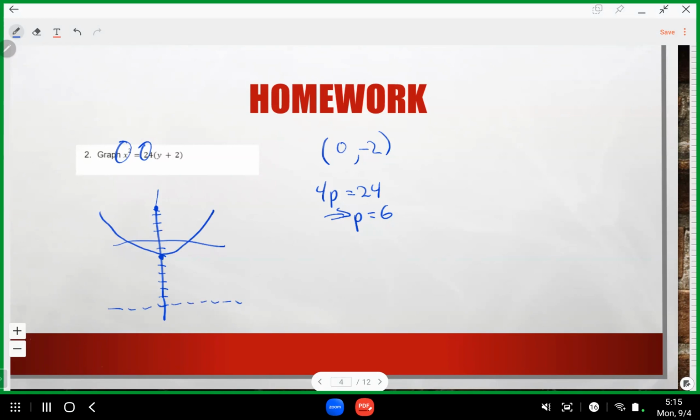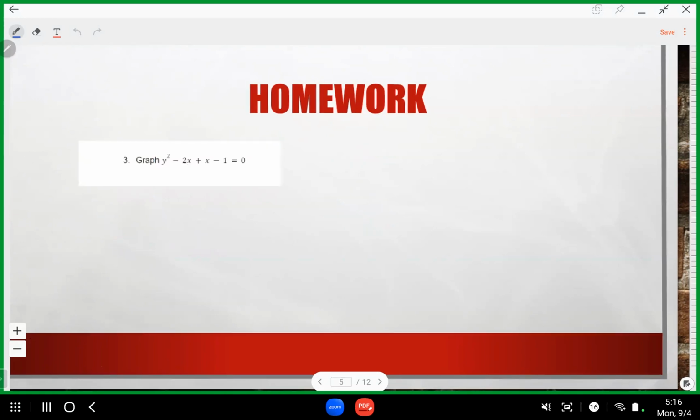So first thing you need to do is you need to find p, right? Then you can find the vertex and graph it. So our last homework problem here.